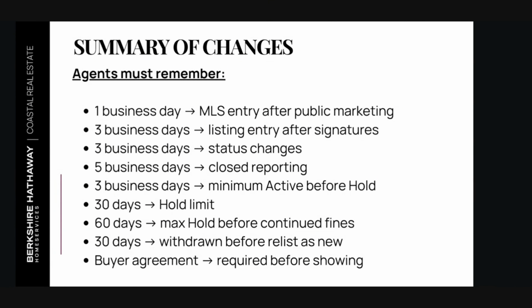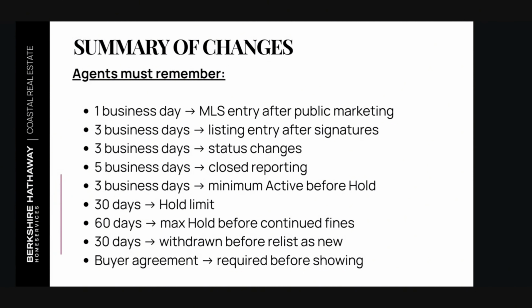30 days, that is the initial hold limit before approval is required for an extension. 60 days, beyond that point, continued daily fines apply if the listing remains in hold status. 30 days, a listing must be withdrawn for at least that long before it can be relisted as a new listing with a new MLS number. And finally, written agreement is required before showing properties. If you keep these timelines in mind, most MLS violations are avoided before they ever happen.